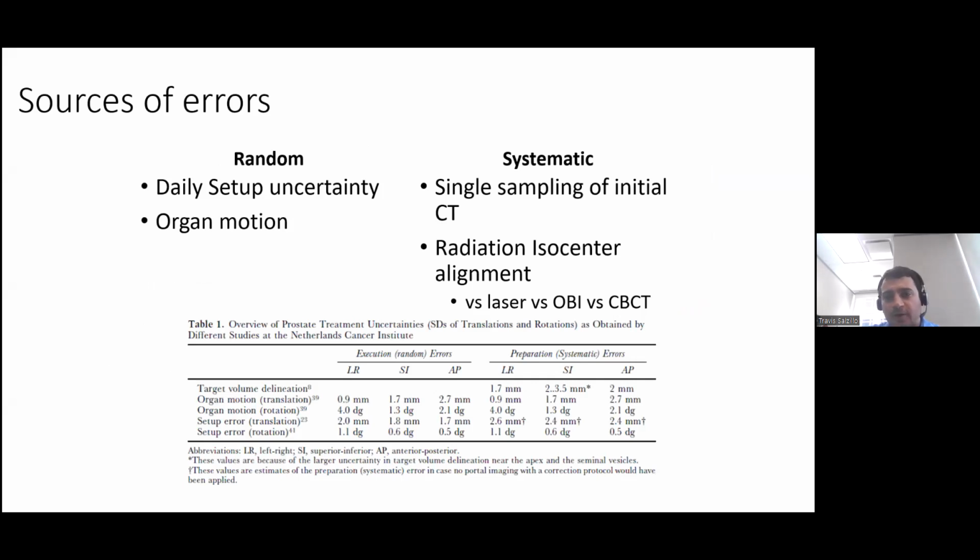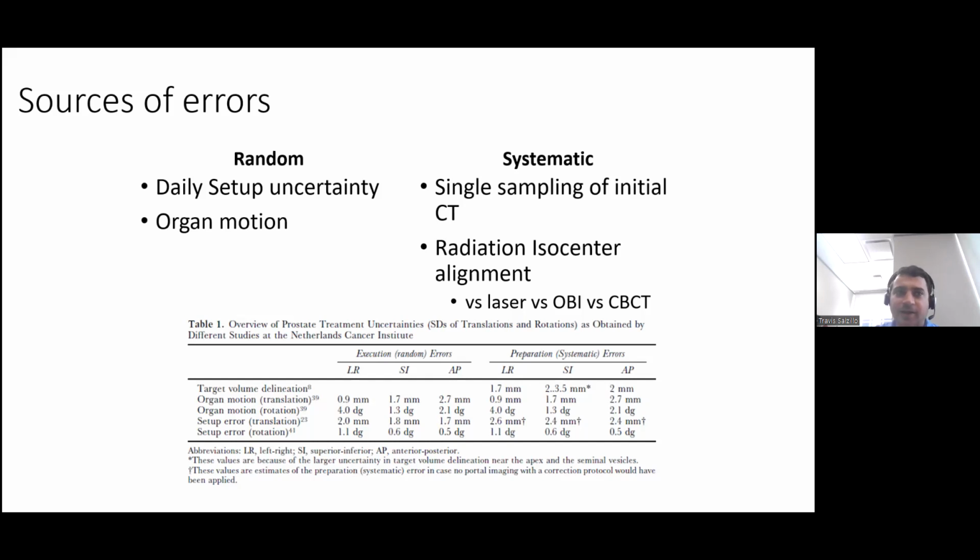So these sources of error can be classified as either random errors or systematic errors. Random errors are ones that you can't predict, but they do occur throughout a treatment, fraction to fraction of treatment. And typically that's small setup uncertainties or organ motion itself. So a lot of the motion that we get, and a lot of the reason we have margins, is because of this random error that occurs with our targeting.